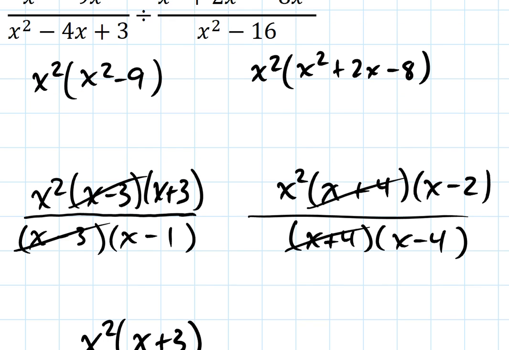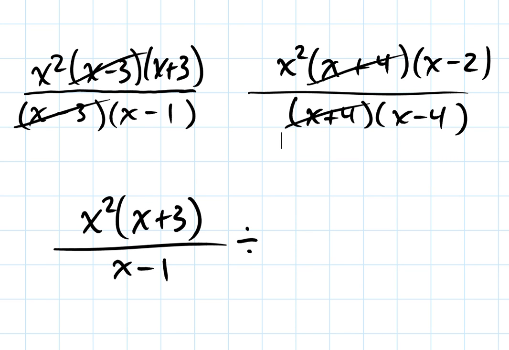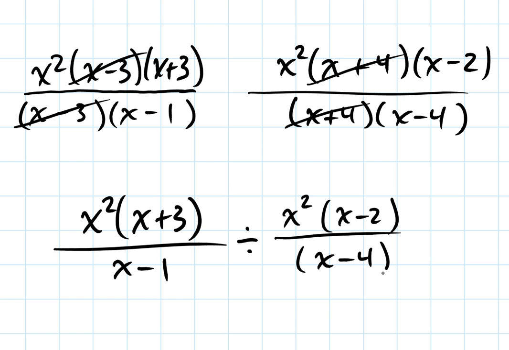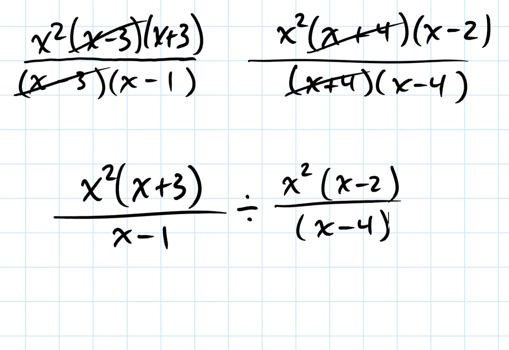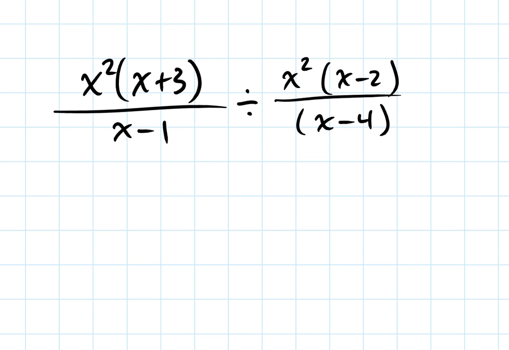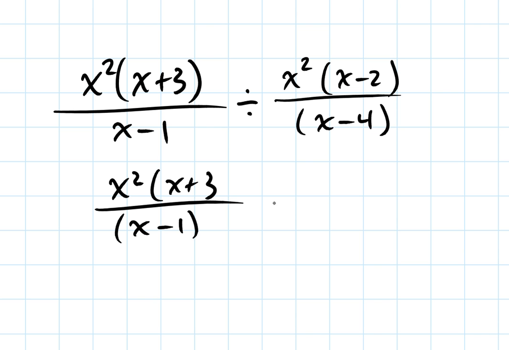before I proceed. Now, if I write this as a division problem, I'm just going to write everything where it was. And now to divide, we're going to multiply by the reciprocal of my divisor. This is the divisor, and we're going to be finding the reciprocal of this when we multiply. So I'm going to go ahead and rewrite x squared times x plus 3 over x minus 1, and I'm going to be multiplying that by x minus 4 over the quantity of x squared times x minus 2.